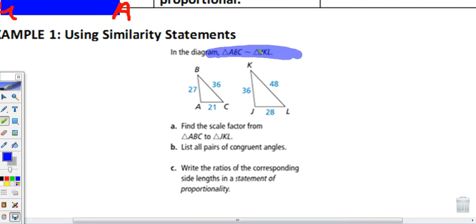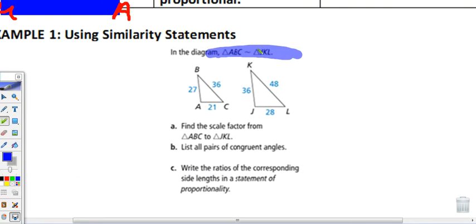What's listed first in the first triangle? A. What's listed first in the second triangle? J. Okay, so it means A has to match what? A has to match J. Okay, that order matters. So side BC, if I looked at the order up here, side BC would have to correspond to what given this? All right, so that's important.